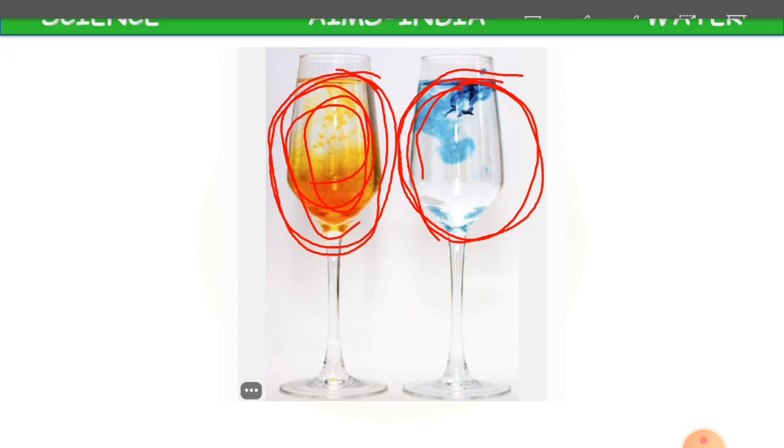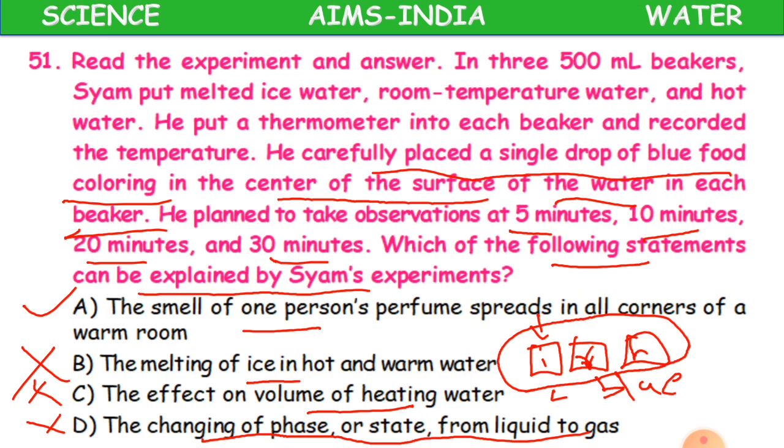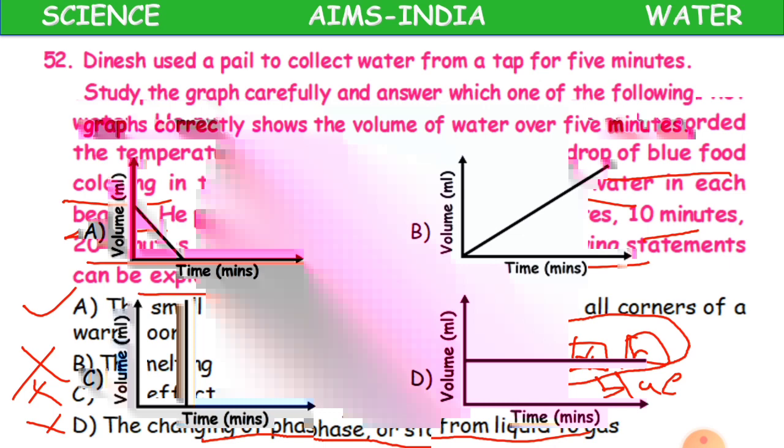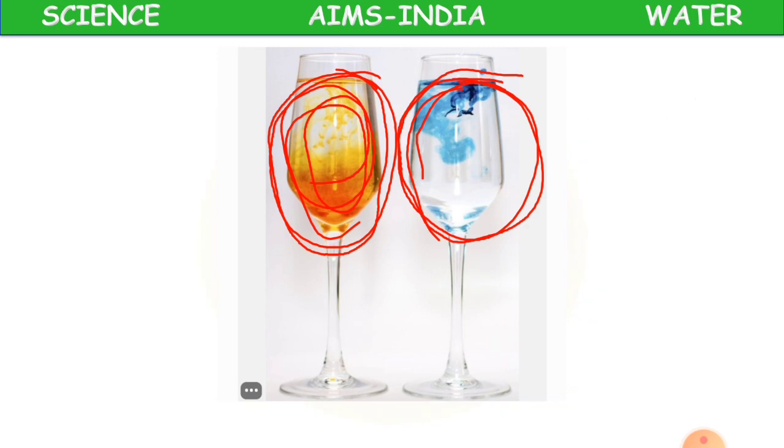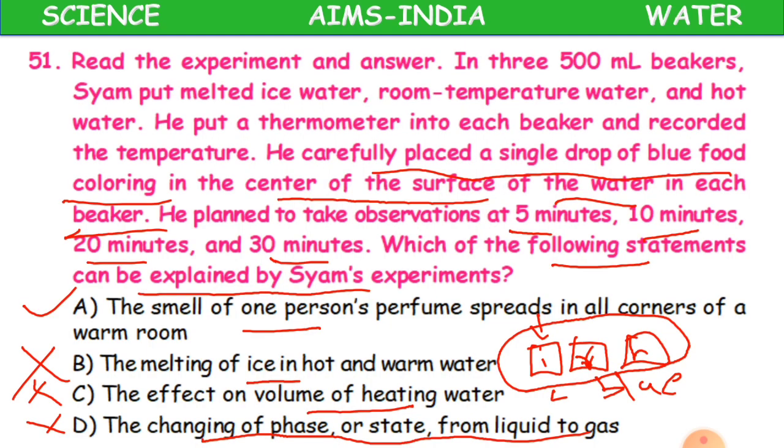So by this we can say that the smell of one person's perfume spreads in all corners of a warm room. Okay children, when you do it in hot water and also in ice, if you pour any color, it is not going to move very immediately. It takes some time. In ice, it doesn't change. It remains the same only. In hot water, it takes some time. But in warm water, it immediately spreads. Same like that, our perfume also spreads in all the corners of a warm conditioned room.